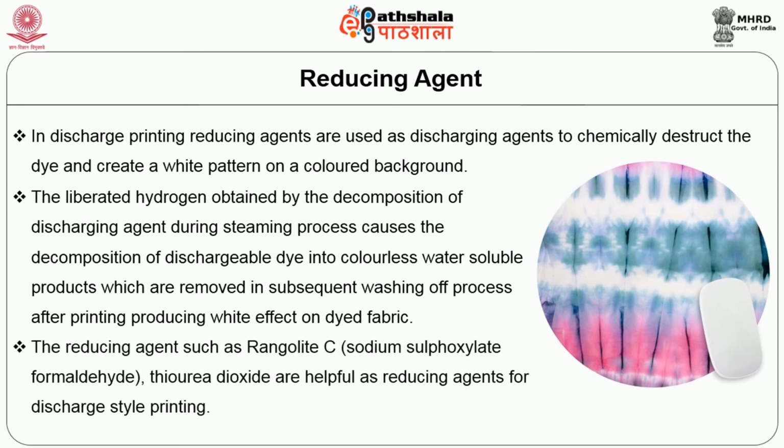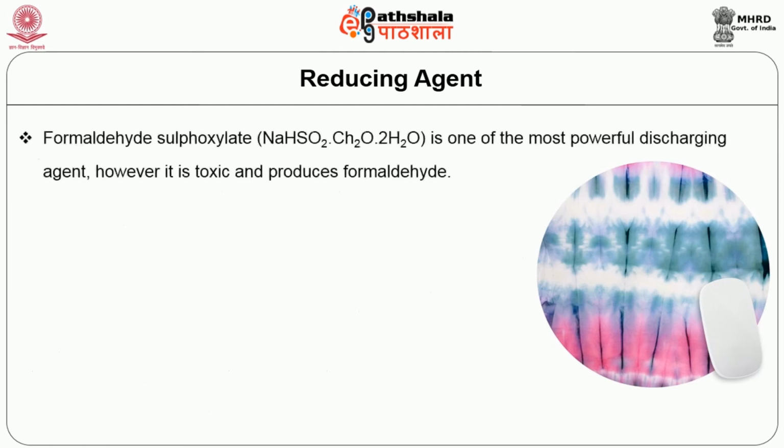Reducing agents such as Rongalite C and thiourea dioxide are helpful for discharge style printing. Formaldehyde sulfoxylate is one of the most powerful discharging agents. However, it is toxic and produces formaldehyde. Sodium borohydride has also been tried as an alternative.